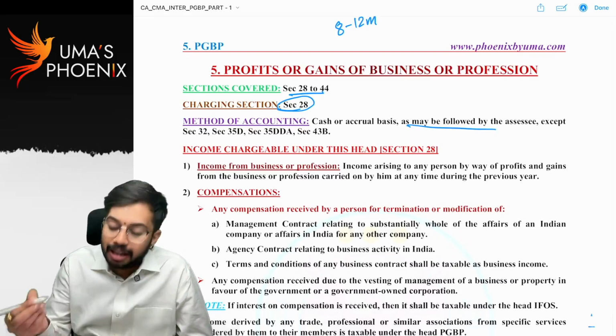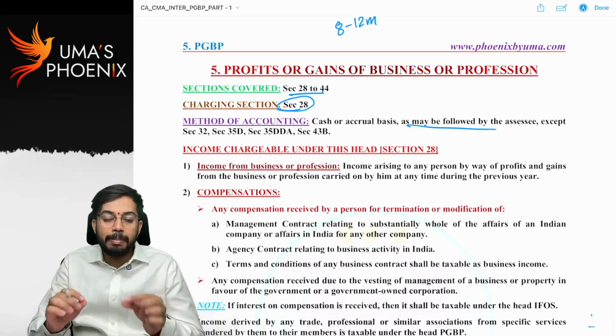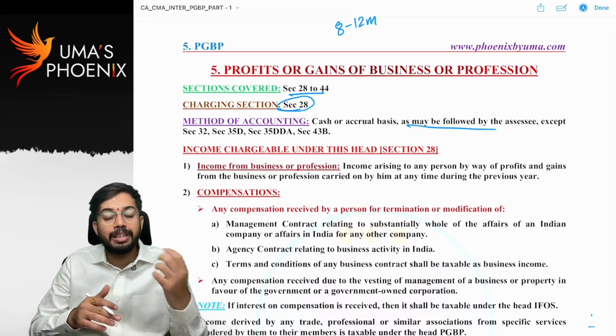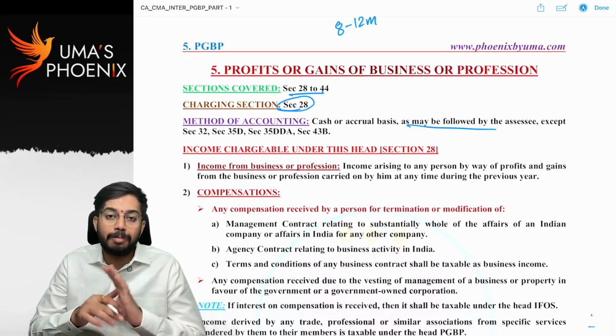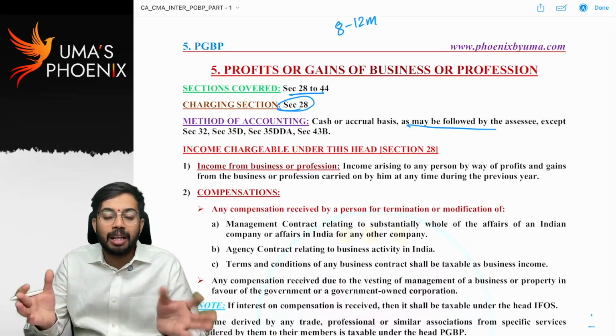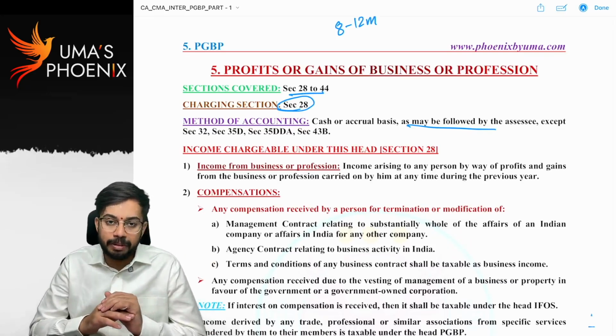Are you able to understand? That means if the assessee follows the accrual basis of accounting, for PGBP income calculation we use the accrual basis. If the assessee follows the cash basis of accounting, for calculation of PGBP income we follow the cash basis. So we can follow any method that is followed by the assessee for computation of income under the head PGBP.